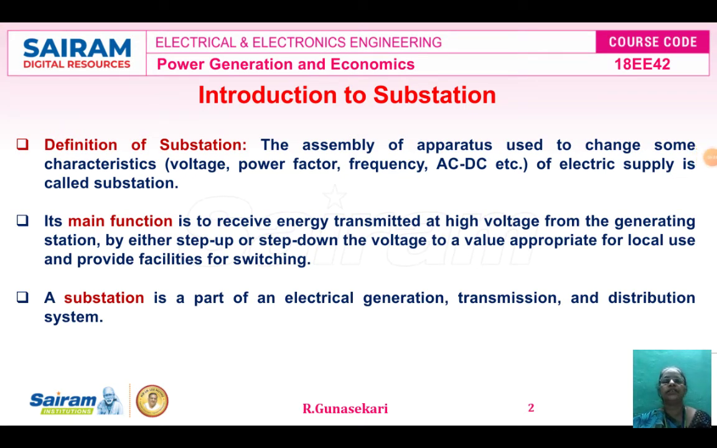First, the definition of a substation. It is the assembly of apparatus used. What is the assembly of apparatus? The apparatus of a substation is nothing but circuit breaker, protecting relay, bus bar, high voltage fuses, lightning arrestor, control panel. These are some examples of apparatus. So the assembly of the apparatus used to change some characteristics of electric supply is called the substation. What are the characteristics? Voltage, power factor, frequency, AC to DC conversion, etc. This is the definition of substation.